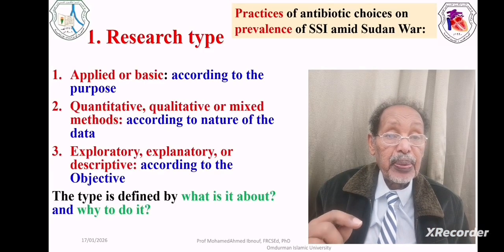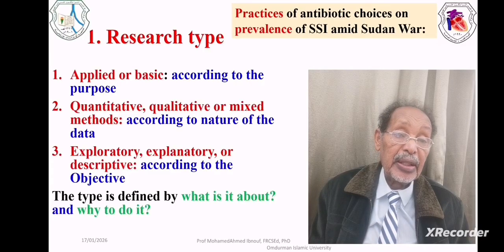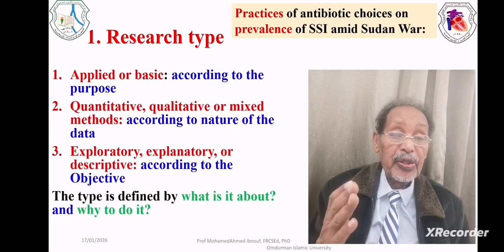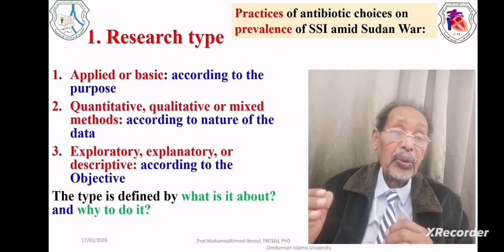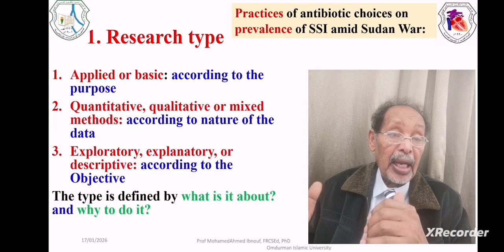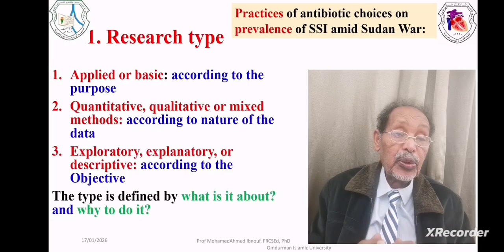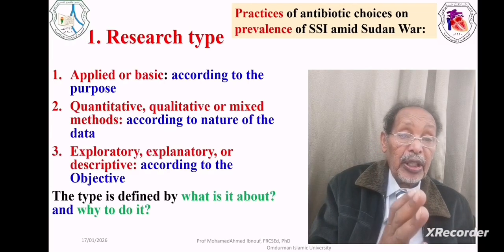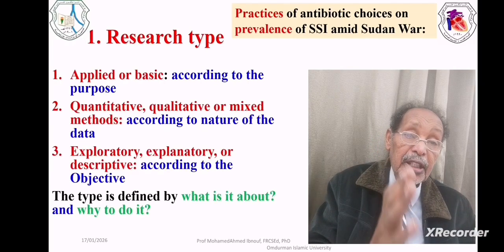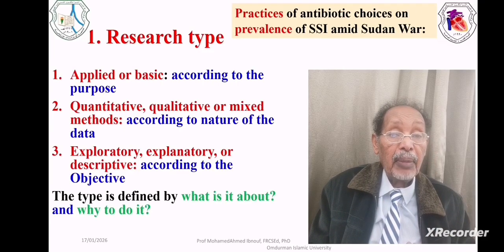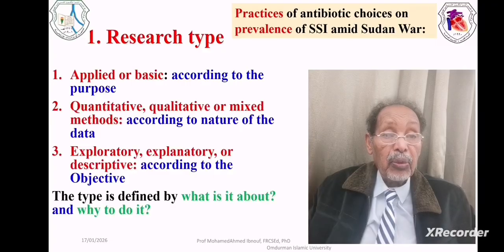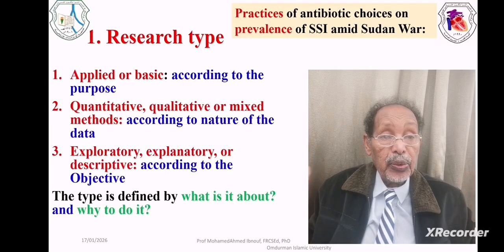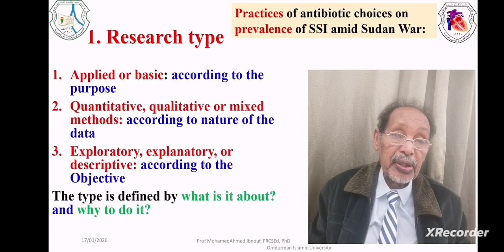The second part is speaking about the prevalence of surgical site infection. And the prevalence means we are going to see the prevalence of surgical site infections with narrow and targeted antibiotics, or with broad spectrum antibiotics, or the prevalence of surgical site infections throughout the use of all these types of antibiotics.